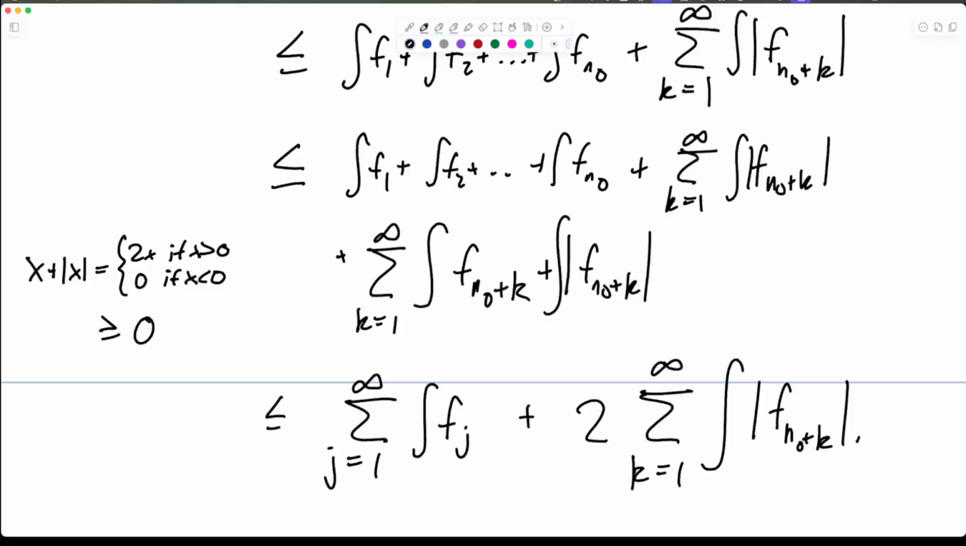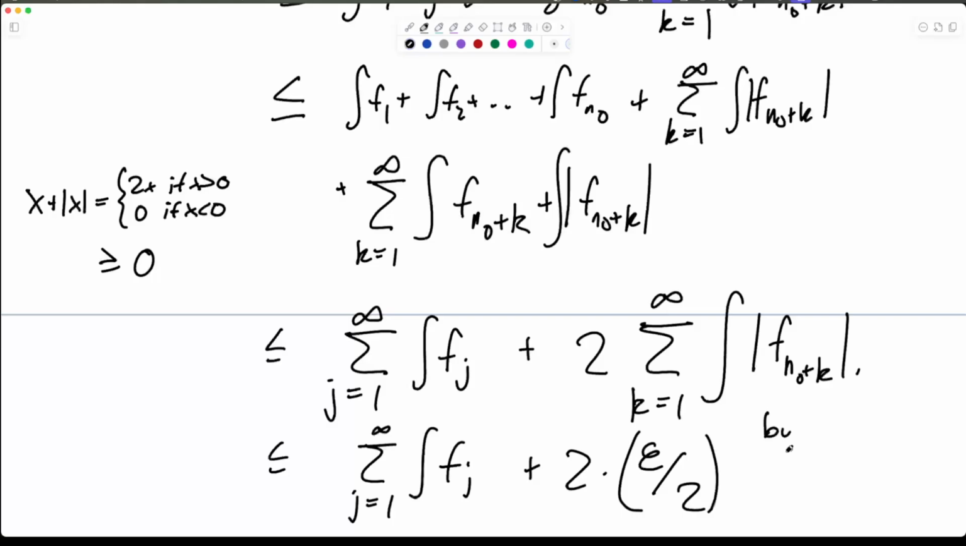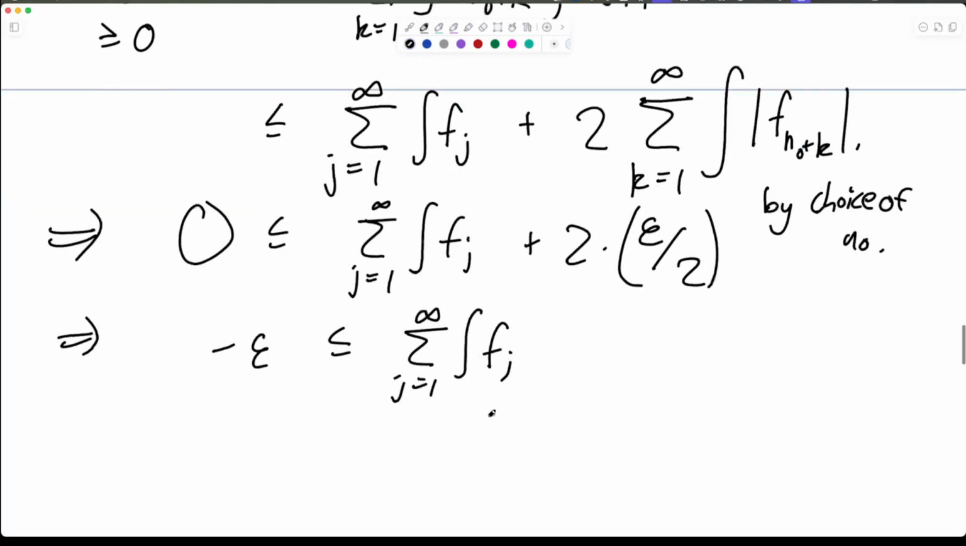Everyone with me? Good? Okay, last but not least, this thing is less than epsilon over 2, and then this thing we chose to be less than epsilon over 2 by choice of n naught. Right? So what does our sequence of inequalities say? It says that 0 is less than the infinite sum of the integrals plus epsilon. And so therefore, minus epsilon is less than or equal to this infinite sum of j from 1 to infinity. So this could be negative.